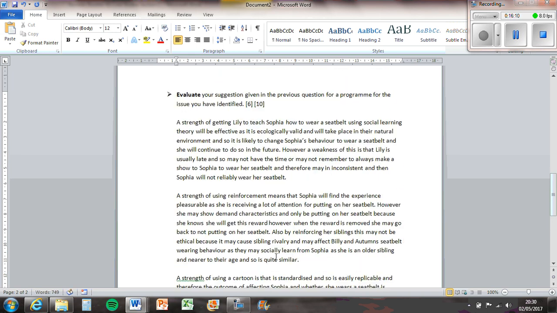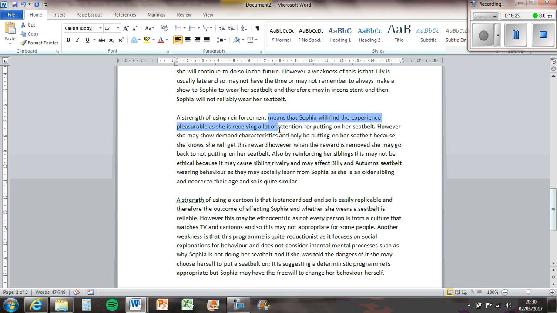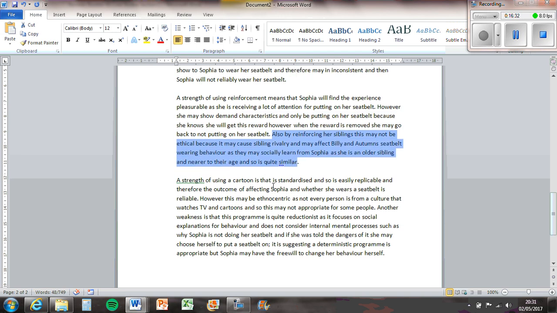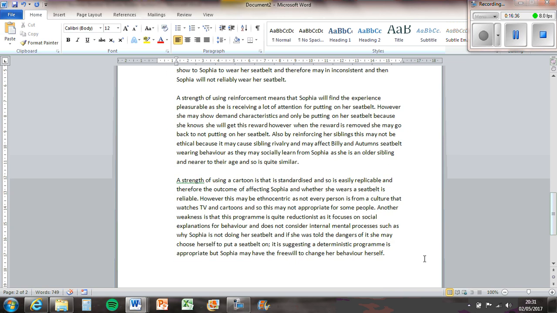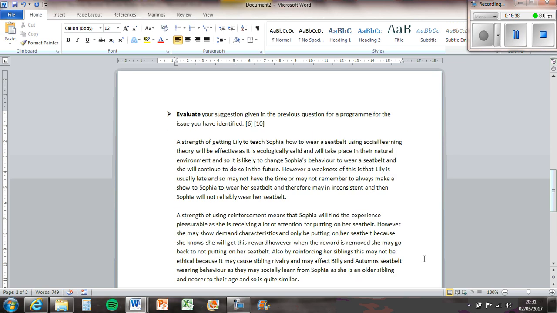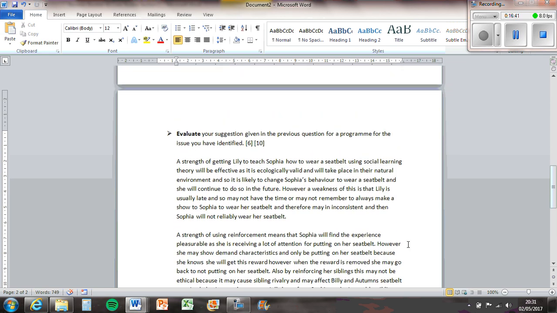Let's go through that and just check everything. So we've got one strength: social learning is ecologically valid. Oh, it's in context. That's 2 marks. That's 2 marks. That's 2 marks. That's 6 already. 7, 8, 9, 10. So I've done way too many there for you, but you can basically see how you can get 10 marks easily by putting all of those things in.